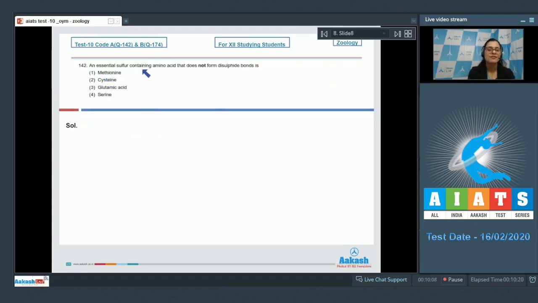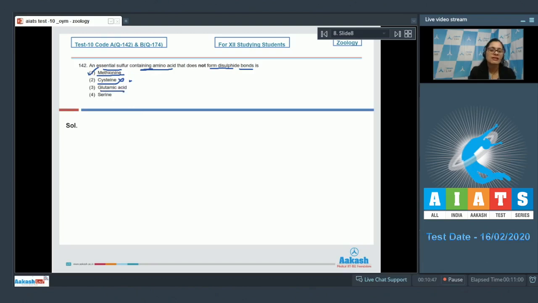An essential sulfur-containing amino acid that does not form disulfide bonds is, and the options given are methionine, cysteine, glutamic acid, serine. And the correct answer to this question is option number 1. Methionine is an essential sulfur-containing amino acid that does not form disulfide bonds. On the contrary, cysteine forms disulfide bond. So this is an incorrect option because cysteine is a sulfur-containing amino acid that does form disulfide bonds.